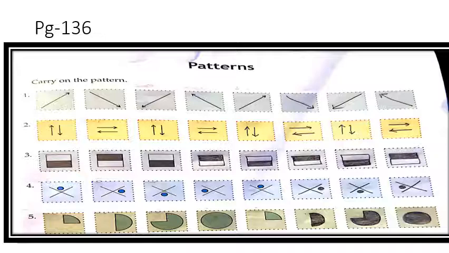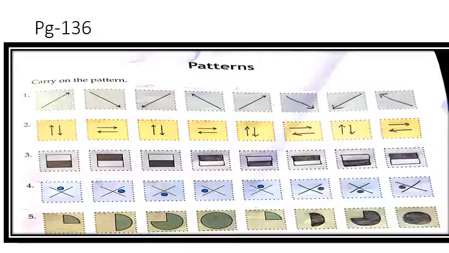So children, we follow the same pattern. You will see that the circle is changing its position. It is moving clockwise. So we will follow the same pattern. So in the blank, the circle will become in the second part. And in the third box, you will draw the circle in the third part. And then in the last one, you will draw the circle in the fourth part. So like this, we follow the pattern.